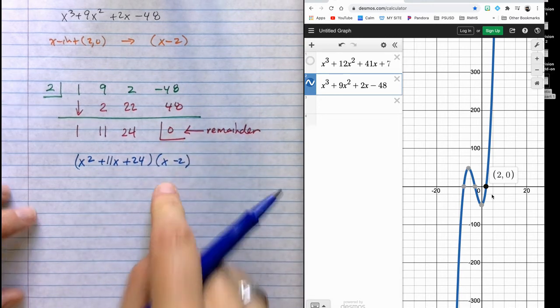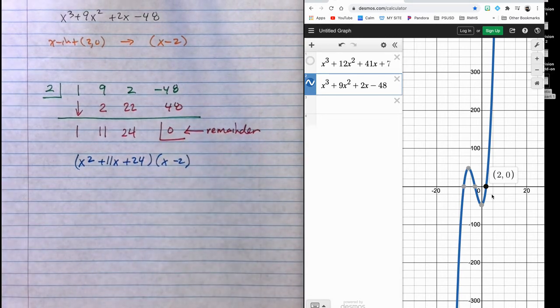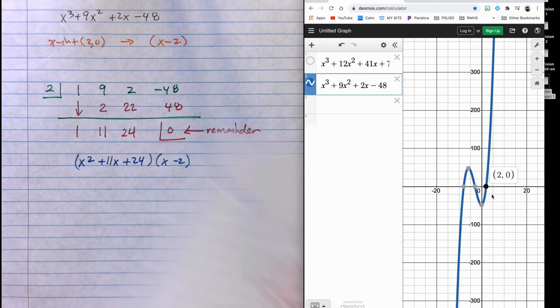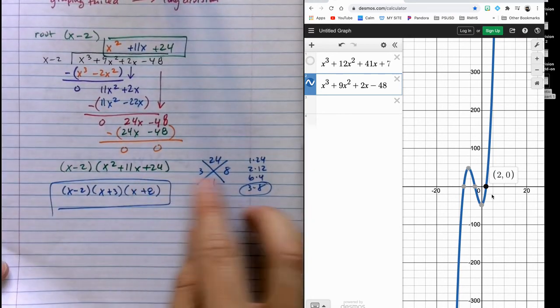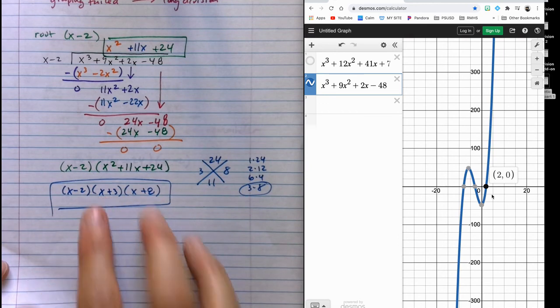So remember, from here, when we did our long division, we actually tested it and we figured out it is factorable into x plus 3 and x plus 8.